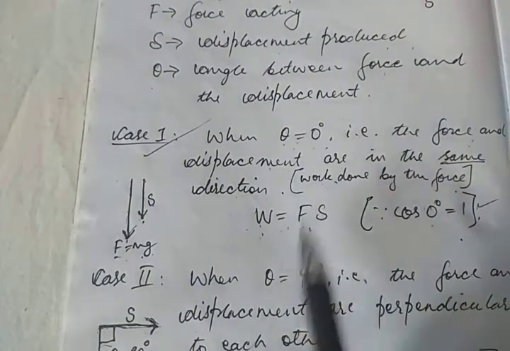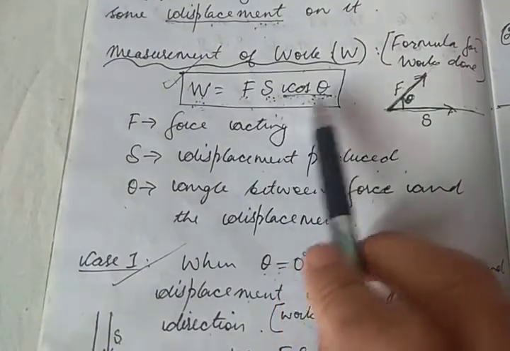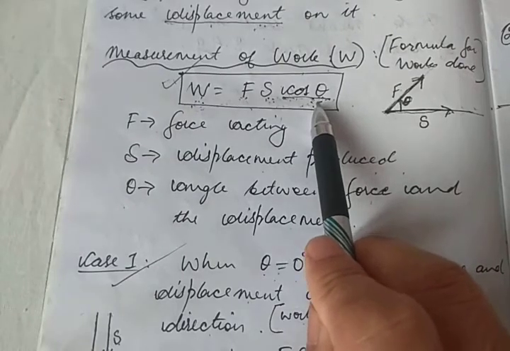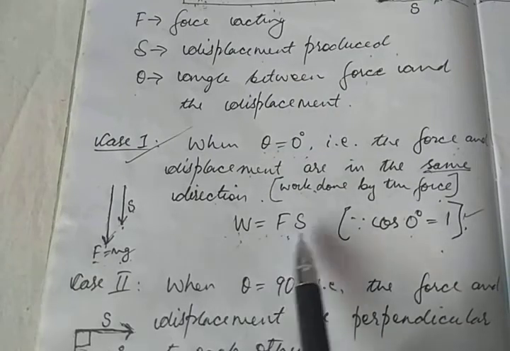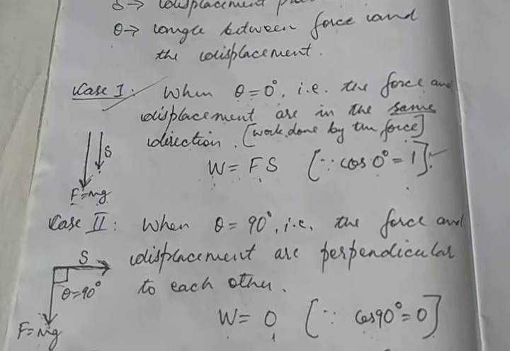So if theta is 0 degrees, from the above formula for work done, Fs cos theta, when theta is 0 degrees, cos of 0 degrees, if you remember from trigonometry, is 1. So therefore, work will be F into S, since cos 0 degrees is 1.